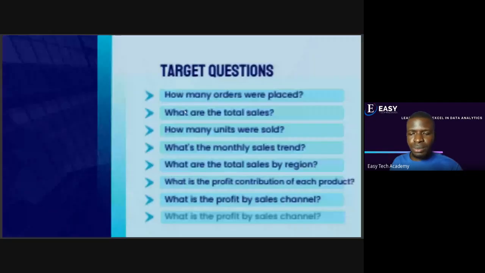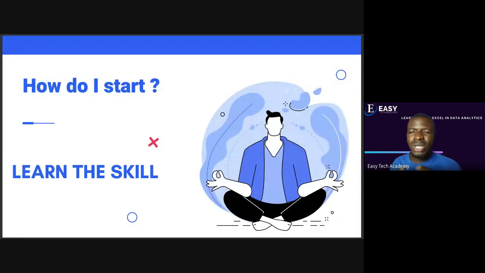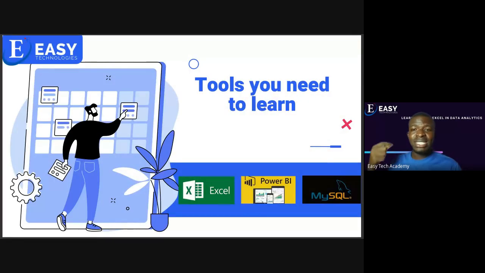Now, how do I start? You need to learn the skill. And I've told you, you don't need to stress yourself. Just three tools. Can you see what we have done in less than 30 minutes? You have derived insight for your company. So how do you start? You need to learn the skills. What are the tools you need to learn? We are providing for you the roadmap.